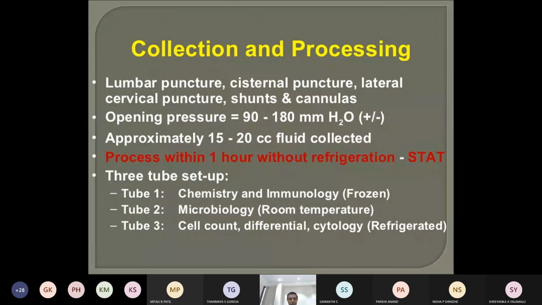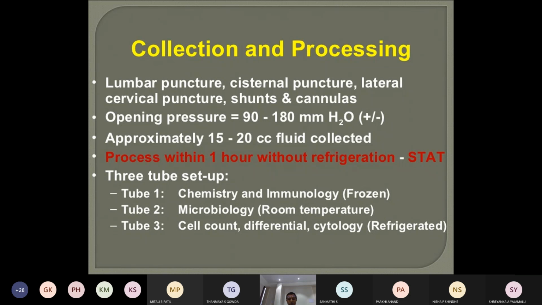Collection and processing: lumbar puncture, cisternal puncture, and lateral cervical puncture, even shunts and cannulas. Opening pressure has to be maintained within the normal range; otherwise, raised intracranial pressure is a contraindication. Approximately 15 to 20 cc is collected. Only 5 ml is sufficient for biochemical analysis. For the other purposes, 15 cc of fluid is collected for microbiological tests, cell counts and everything. Process within 1 hour, otherwise you have to keep it in the refrigerator.